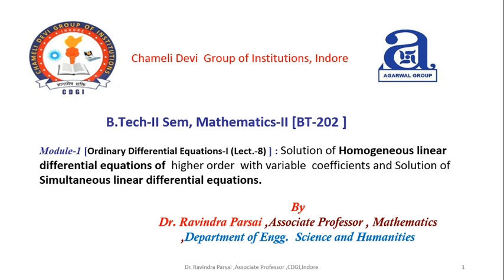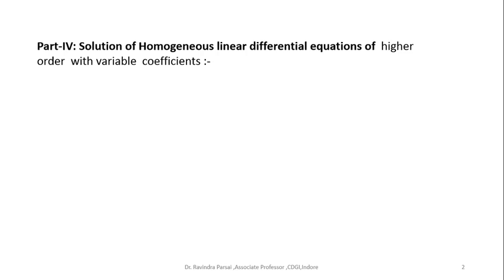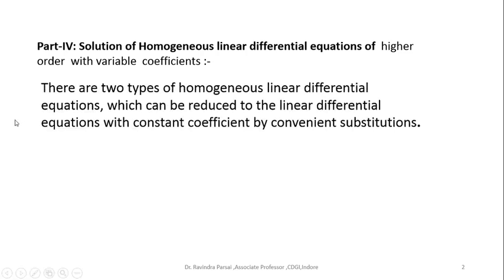I want to recall through this lecture number 8 of Mathematics 2 on Unit 1. The last two parts of this unit are the solution of homogeneous linear equations of higher order with variable coefficient, and the solution of simultaneous linear equations. So our first part we will see here: solution of homogeneous linear equations of higher order with variable coefficient.